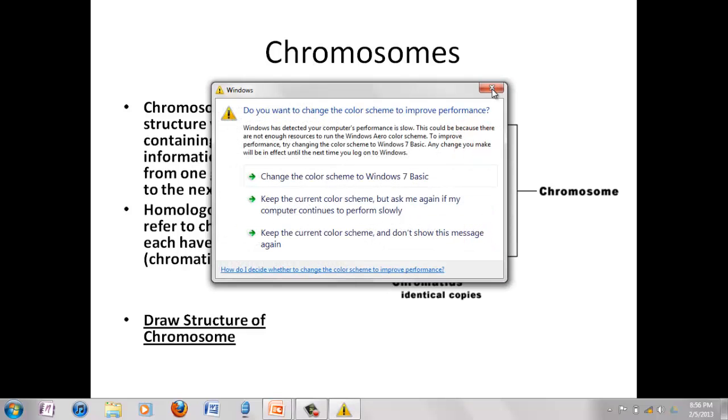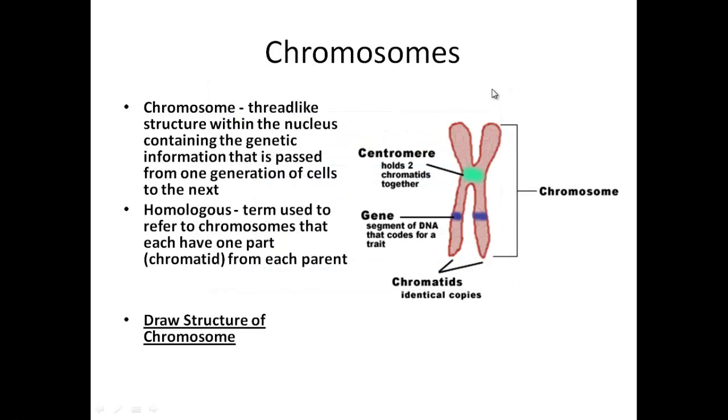So what I would do at this point is pause the slide, take some time to draw out the structure of a chromosome, use that blank side of your note page to draw out the chromosome, and then just hit play and come back in after you've drawn out the chromosome.